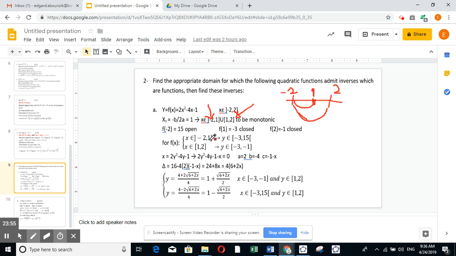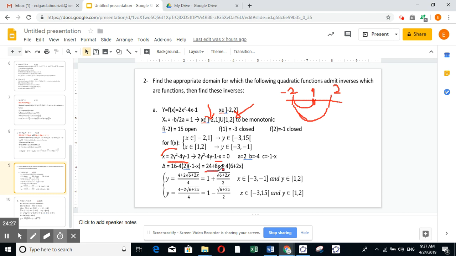Now I want to find the inverse. I replace y by x and x by y. So this is an equation of second degree in y. I bring x to that side: 2y squared minus 4y minus 1 minus x equals 0. The coefficient of y squared, a, is 2. The coefficient of y to the power 1 is minus 4. And the rest is minus 1 minus x, the coefficient of y to the power 0. So I compute delta: b squared, 16, minus 4 times 2 times (minus 1 minus x).